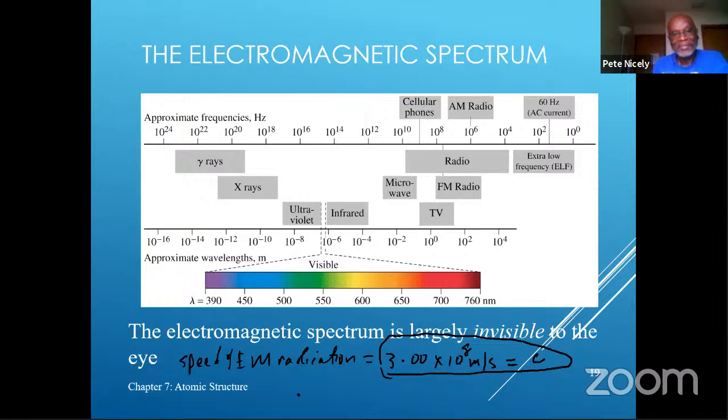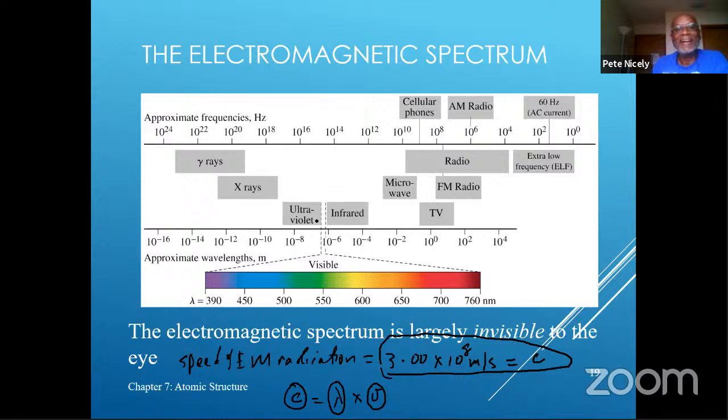So in the case of electromagnetic radiation, C is equal to lambda times nu, all right? So because this is constant, that means that there's going to be an inverse relationship between the frequency and the wavelength. In other words, as the wavelength increases, the frequency decreases, and vice versa, all right?